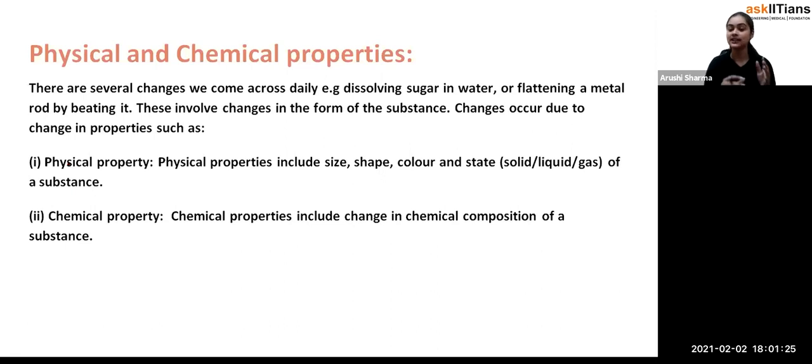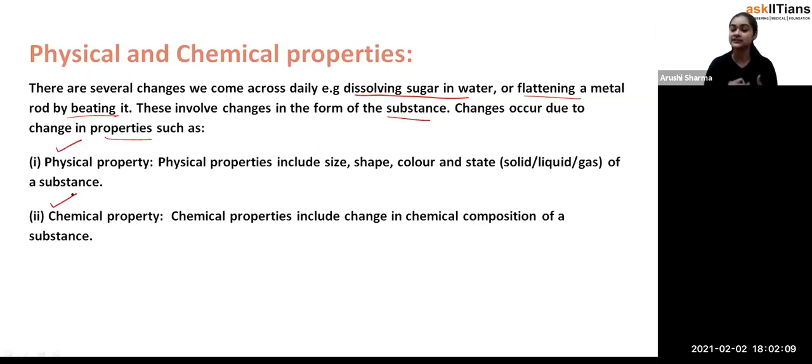Okay, so now what we are going to discuss is what the physical properties are and what the chemical properties are. Students, there are several changes we come across daily. For example, dissolving sugar in water. I hope everyone has seen this. Or flattening a metal rod by heating it. These involve changes in the form of the substance, and the changes occur due to change in properties, such as the physical properties and the chemical properties.